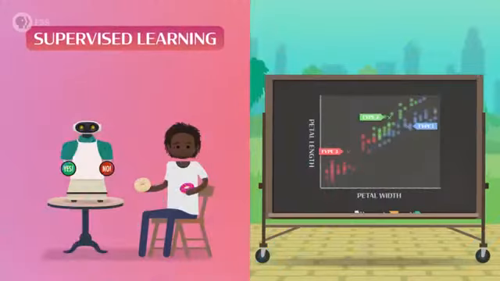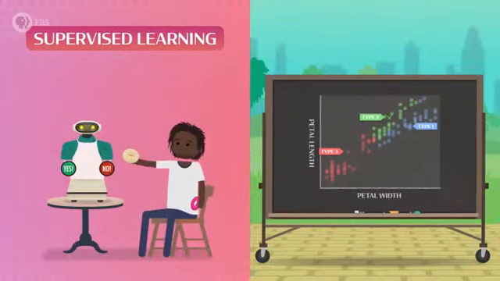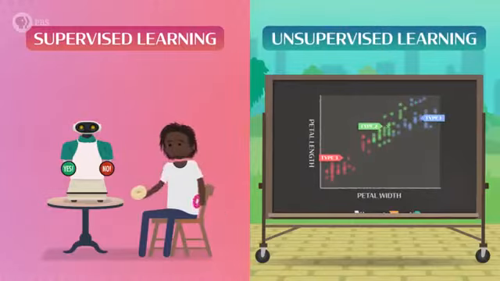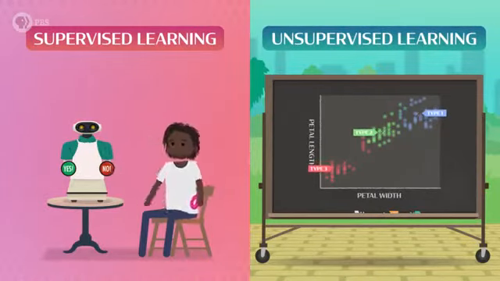So far, we've talked about two types of learning in Crash Course AI. Supervised learning, where a teacher gives an AI answers to learn from, and unsupervised learning, where an AI tries to find patterns in the world.